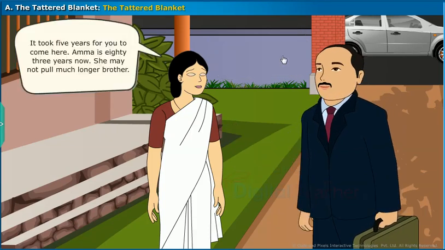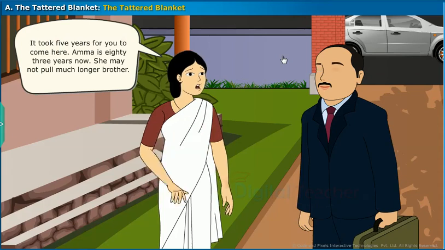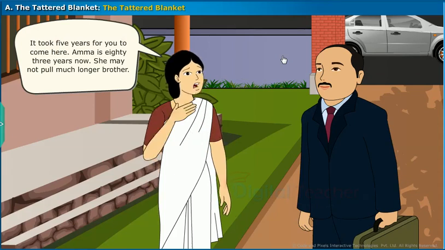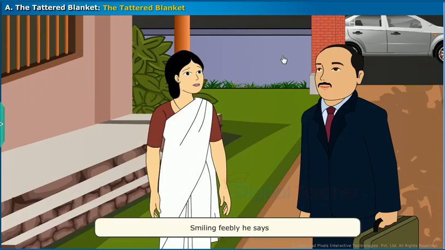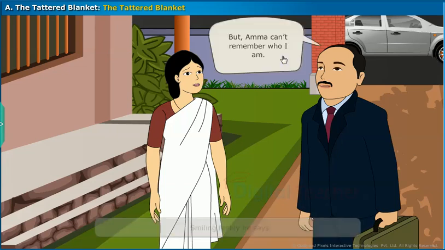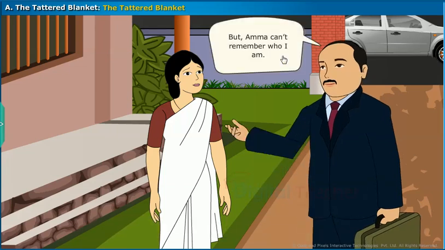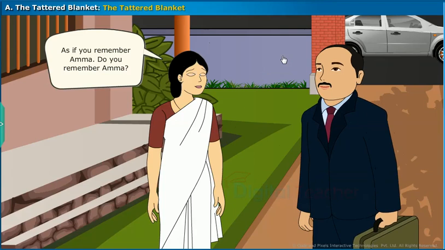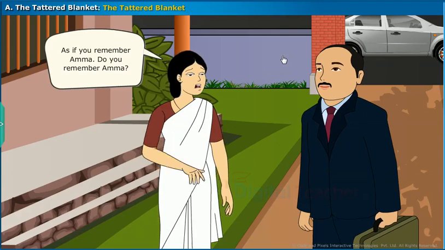It took 5 years for you to come here. Amma is 83 years now. She may not pull much longer, brother. Smiling feebly, he says, "But Amma can't remember who I am." As if you remember Amma. Do you remember Amma?